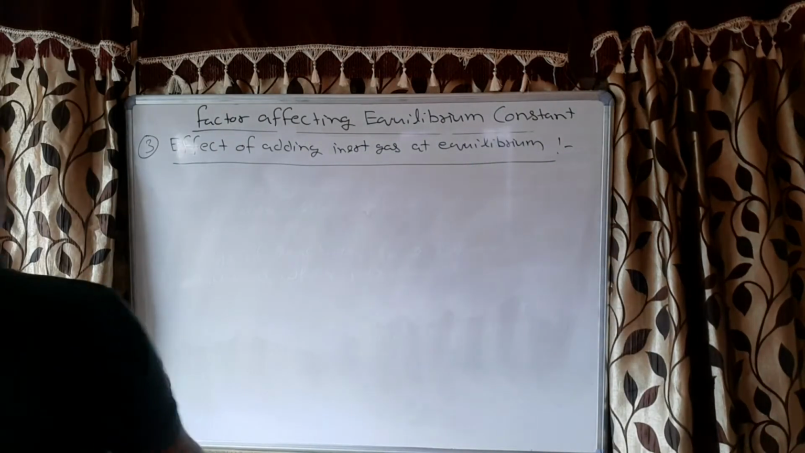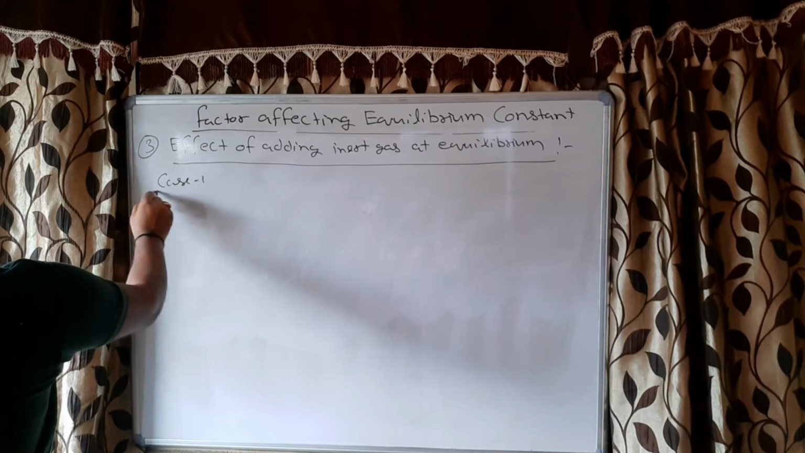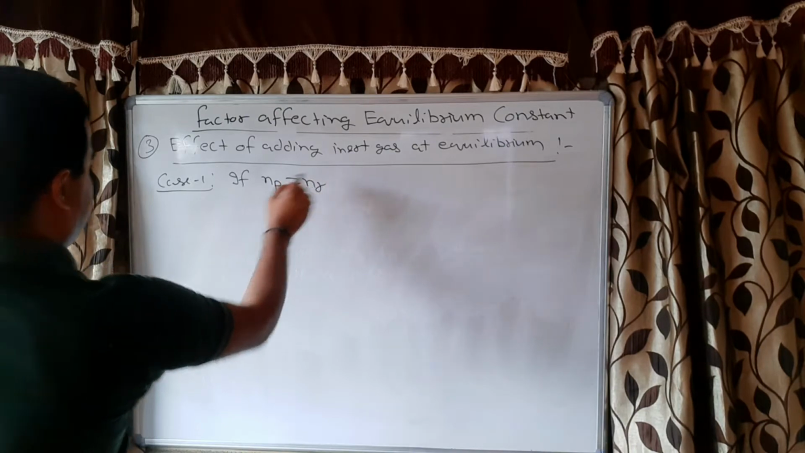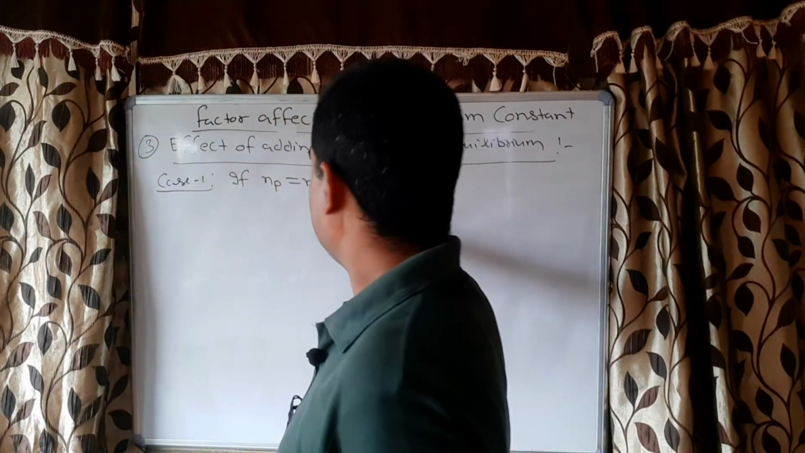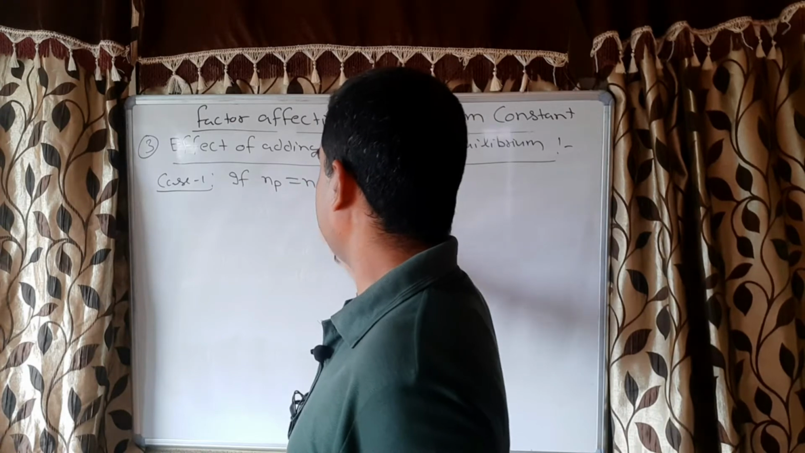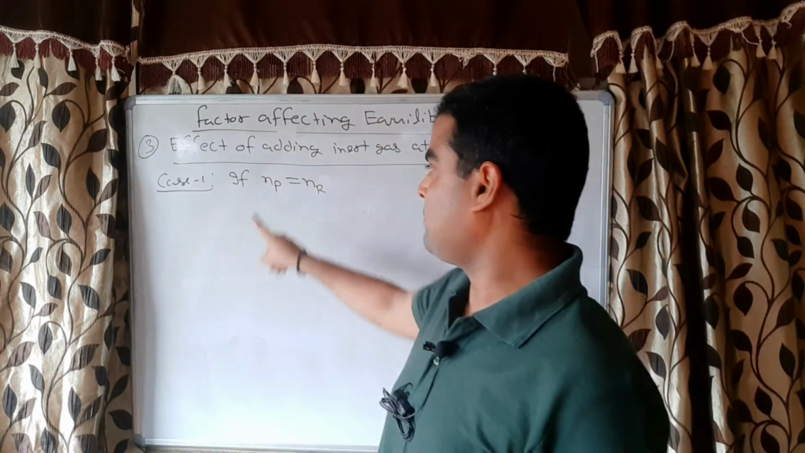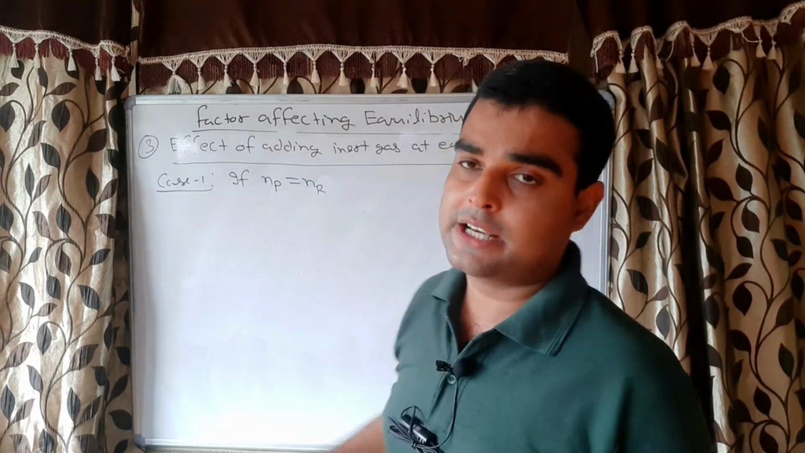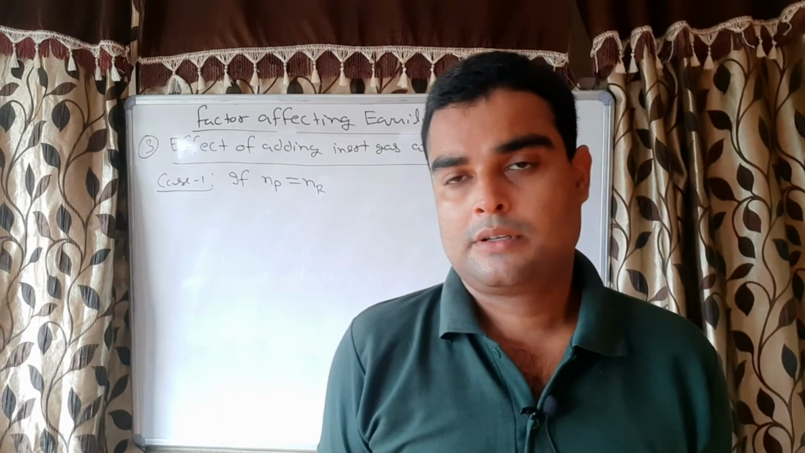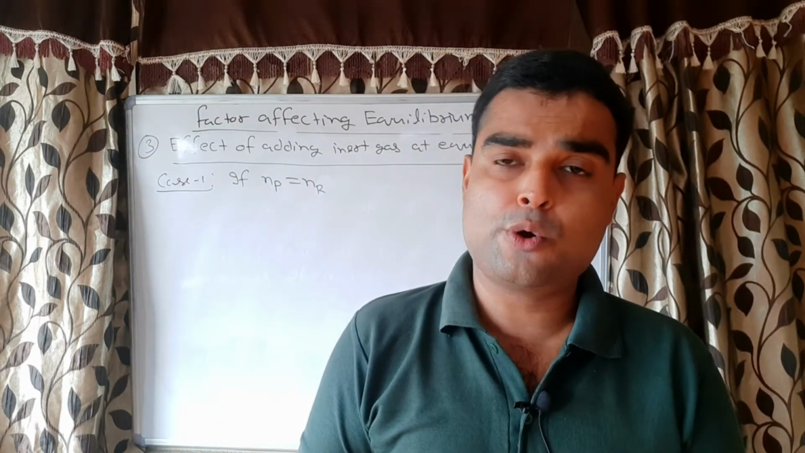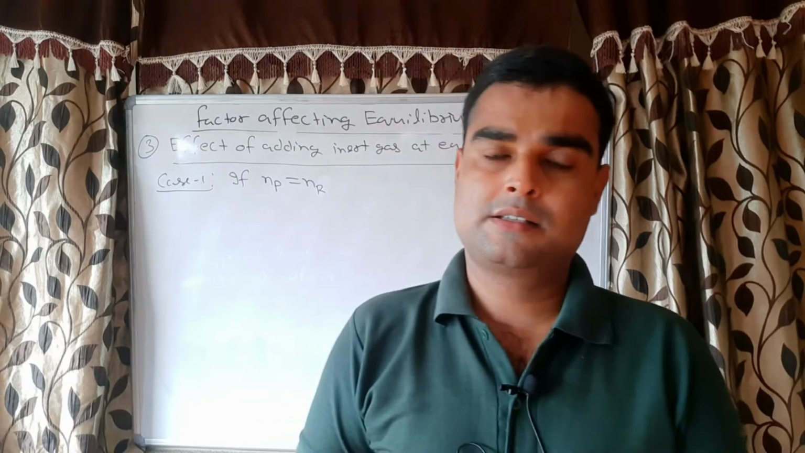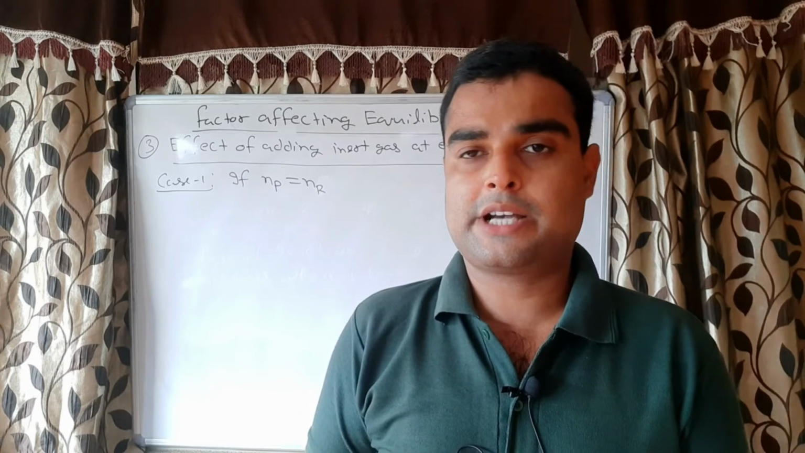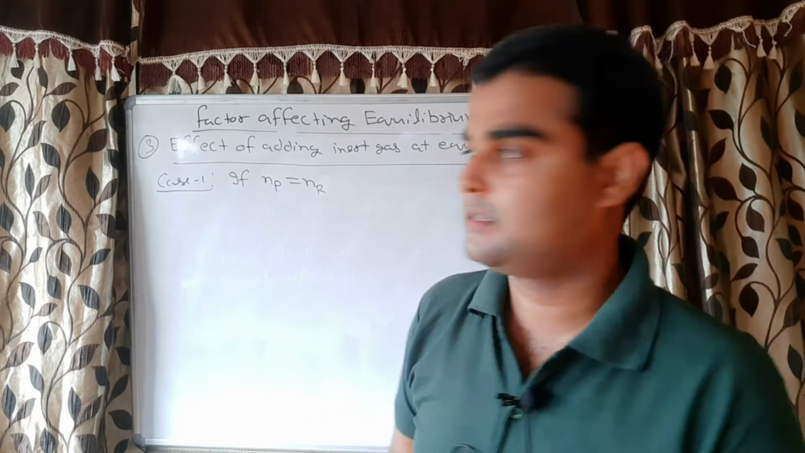So first case is if Np is equal to Nr, or this we can write capital also. Np is equal to Nr means number of moles of the product is equal to the number of moles of the reactant. In this case, if we will add the inert gas, then there will be no effect of inert gas at the equilibrium constant, either at constant volume or at constant pressure.